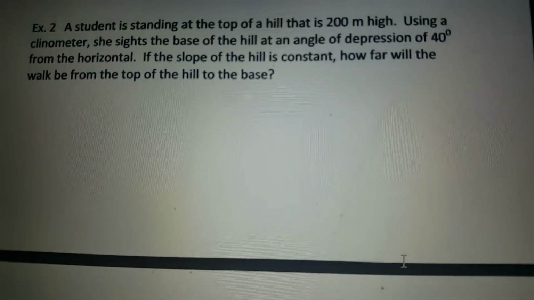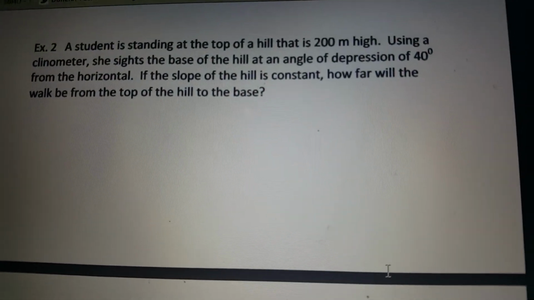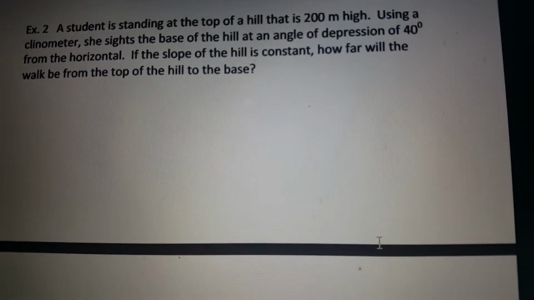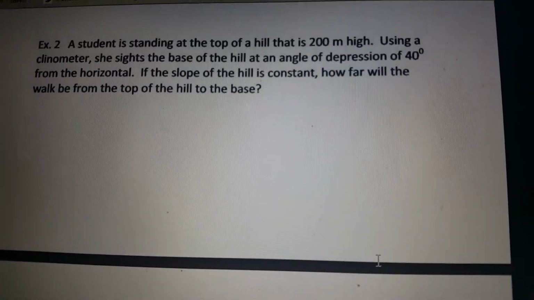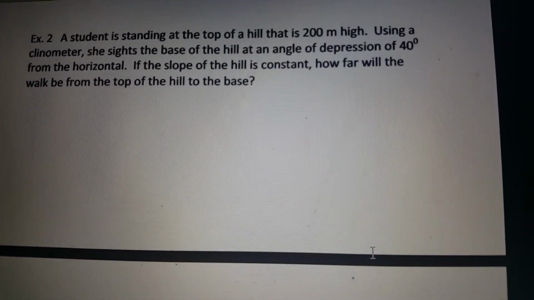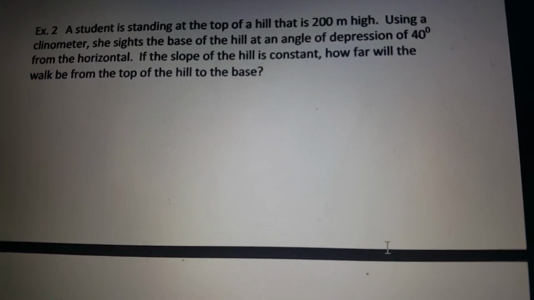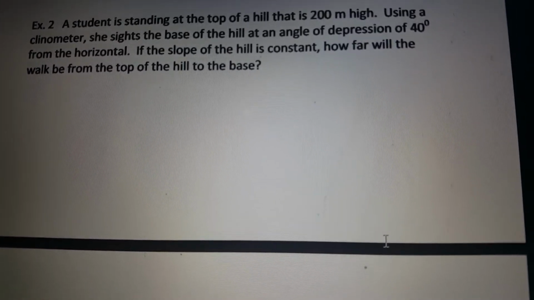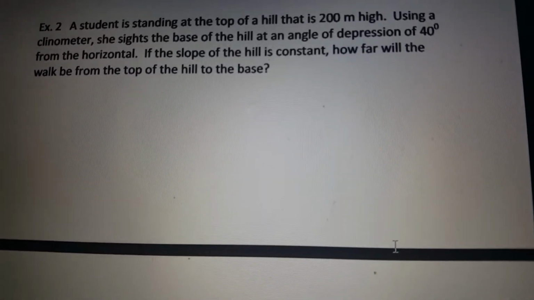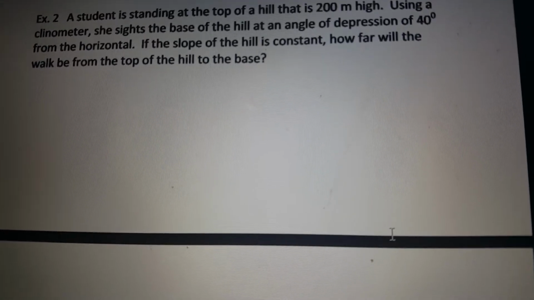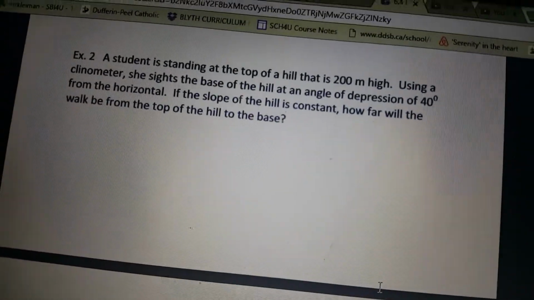A student is standing at the top of a hill that is 200 meters high. Using a clinometer, which is basically just a device that you can measure large scale angles with, she sights the base of the hill at an angle of depression of 40 degrees from the horizontal. If the slope of the hill is constant, how far will the walk from the top to the base of the hill be? All right, that's probably an easier question, actually.